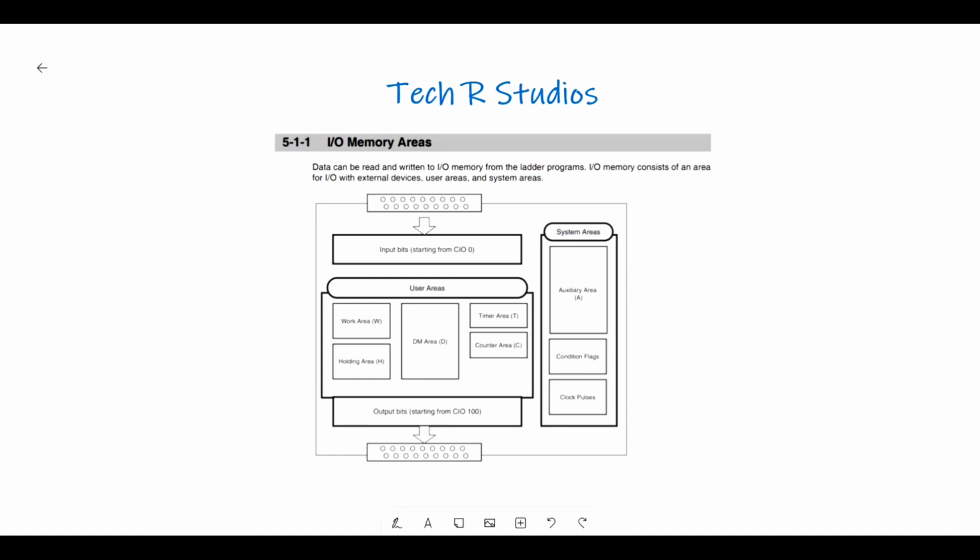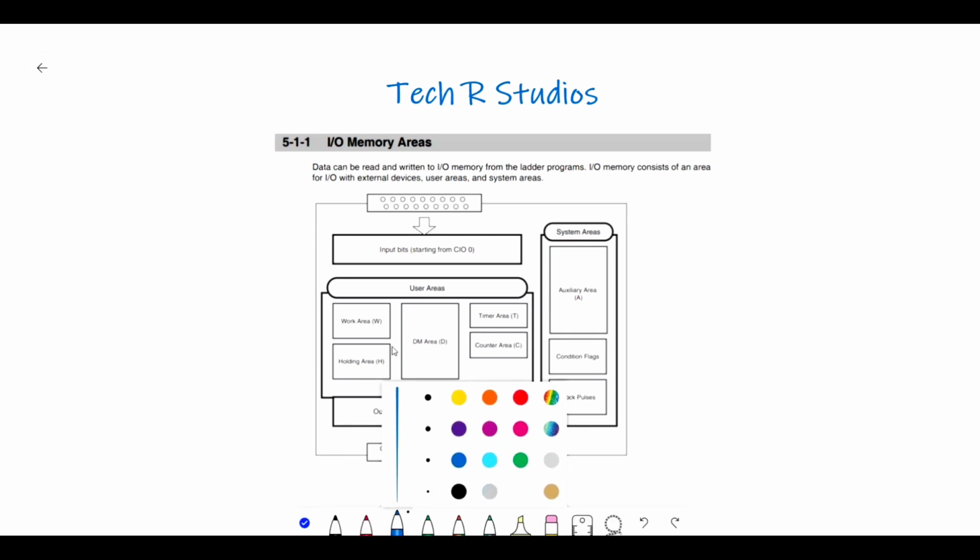This is Ranveer. In this video, I'm going to talk about Omron CP1E series IO memory areas. As you can see in this picture, there are various kinds of memory areas.